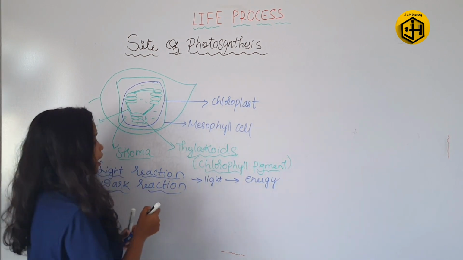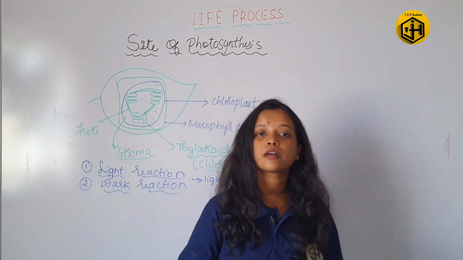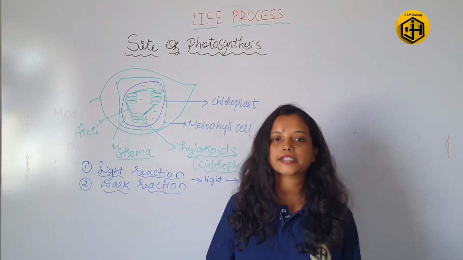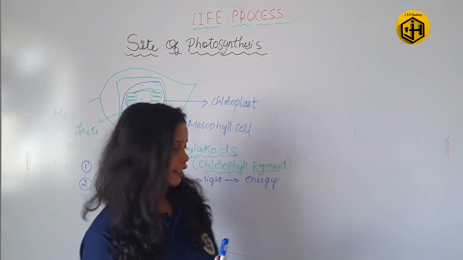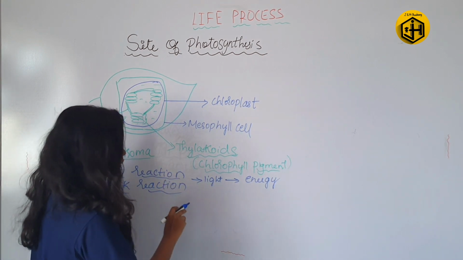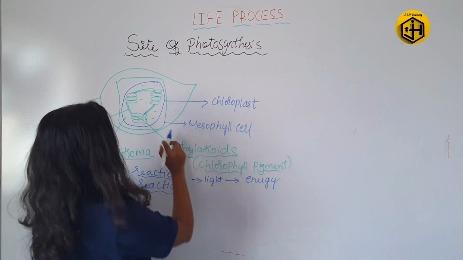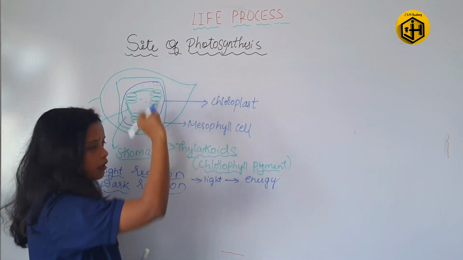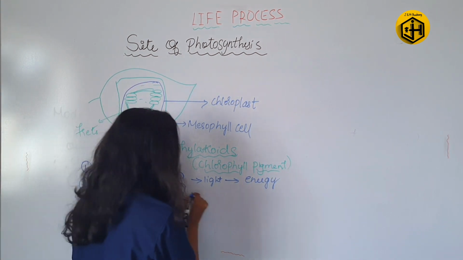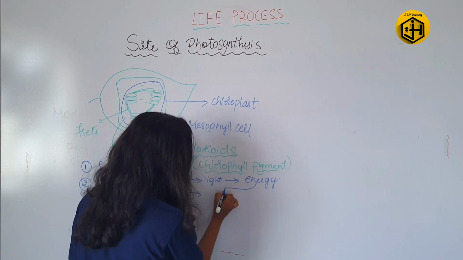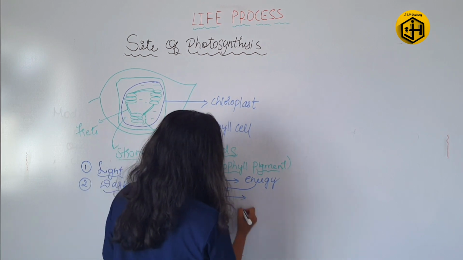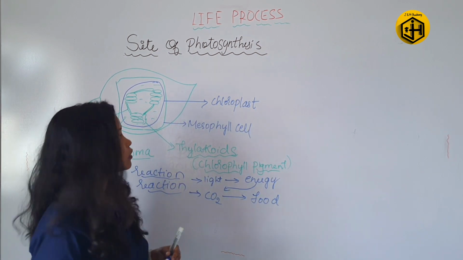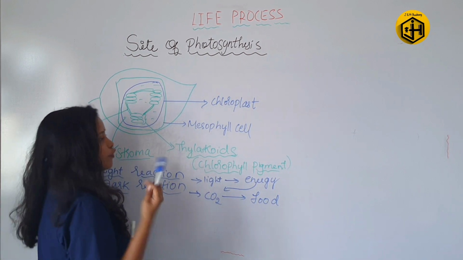The dark reaction takes place in the absence of light, but we cannot say only that. It takes place both in the presence of light as well as in the absence of light. And also remember, the dark reaction takes place in the stroma, the empty space. So what happens in the dark reaction? In the dark reaction, this energy is utilized to convert carbon dioxide into food. Is that clear? So this is about the site of photosynthesis.